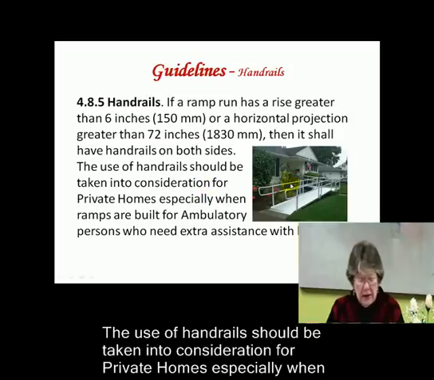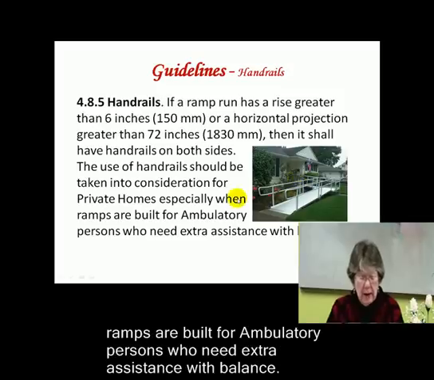The use of handrails should be taken into consideration for private homes, especially when ramps are built for ambulatory persons who need extra assistance with balance.